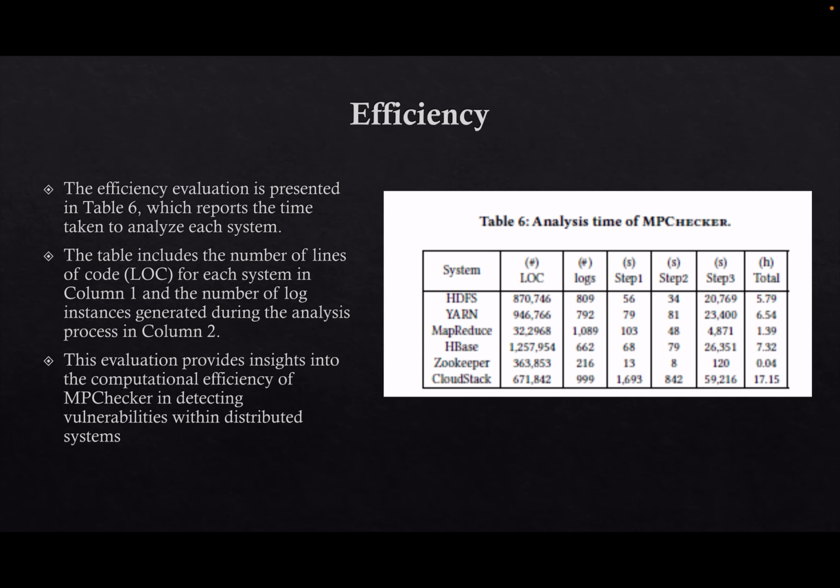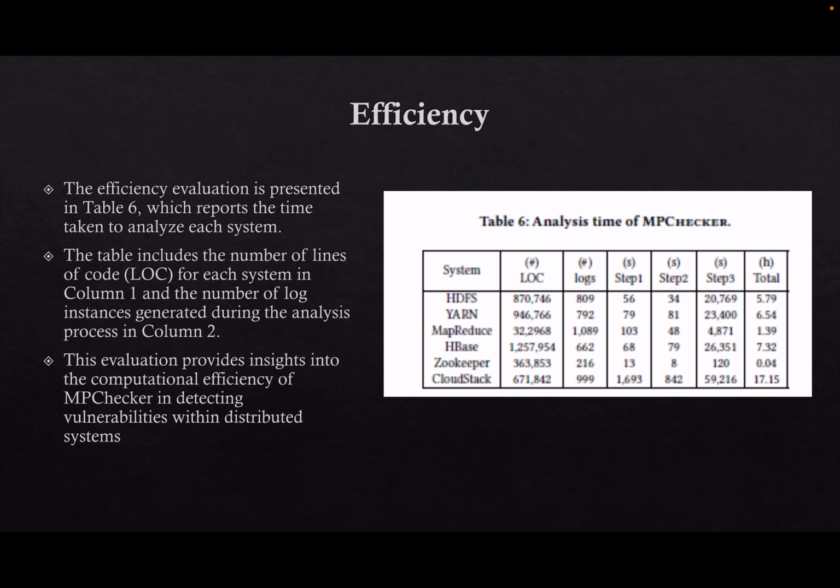Moving on to efficiency. The efficiency evaluation is presented in table 6, which reports the time taken to analyze each system. Column 1 presents the number of lines of code for each system, and column 2 gives the number of log instances generated by running the built-in workload of each system. The number of log instances is small except for MapReduce, and all other systems have less than 1,000 log instances.